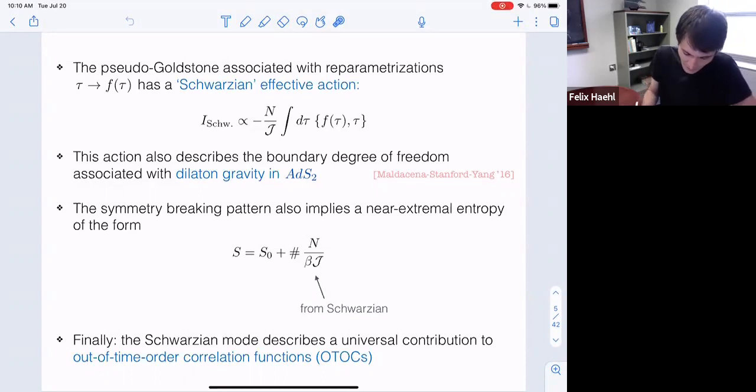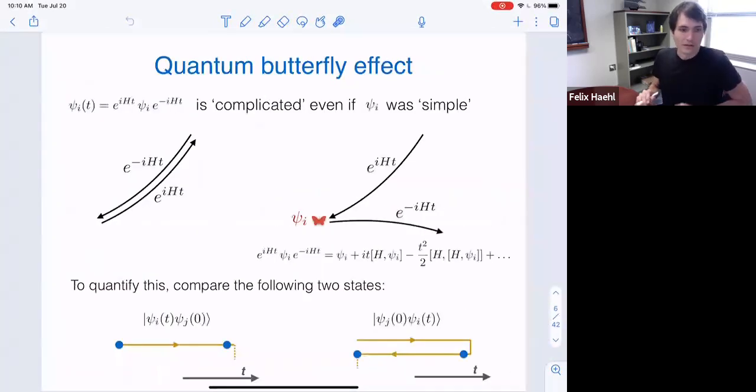And finally, let me mention one more property of this theory, which you can understand from the Schwarzian action, which is a universal contribution to 4-point functions. In particular, the 4-point functions that people have been interested in are these out-of-time order 4-point functions, which have to do with quantum chaos. So let me very briefly review that aspect as well.